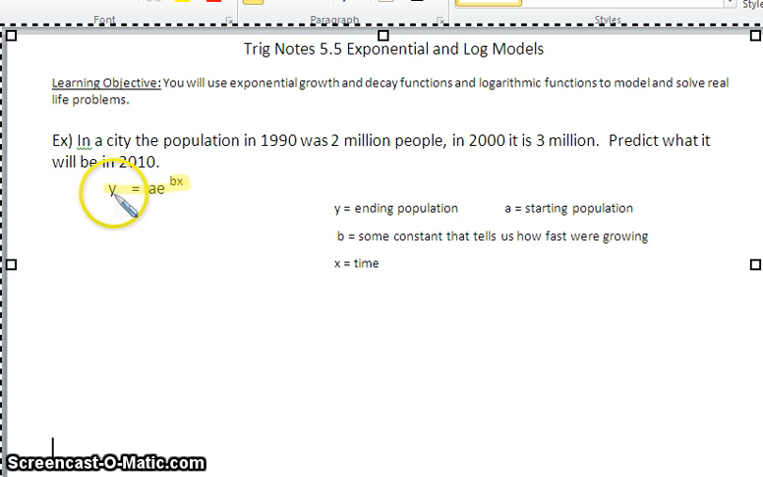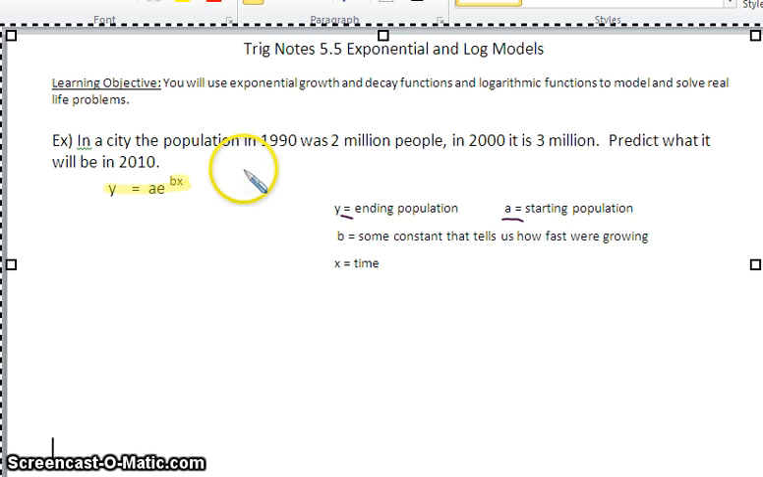Your y value will be whatever your ending population is. Your a value will be what your starting population is, so ending and starting populations. E is just the number 2.7 something, dot dot dot. B is your growth rate, okay? How fast your population is growing, or if it's a decay problem, if you are breaking something down, like maybe a chemical, the B value would be a negative. So it's positive when it's a growth formula, it's negative when it's a decay problem. And then finally, X is going to be your time.